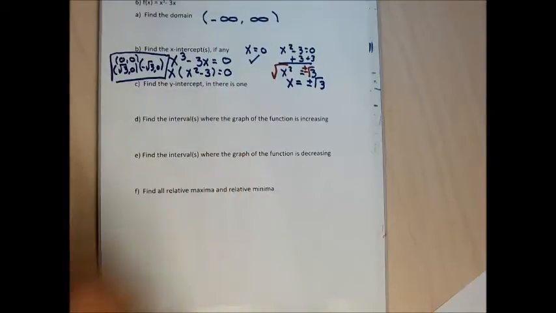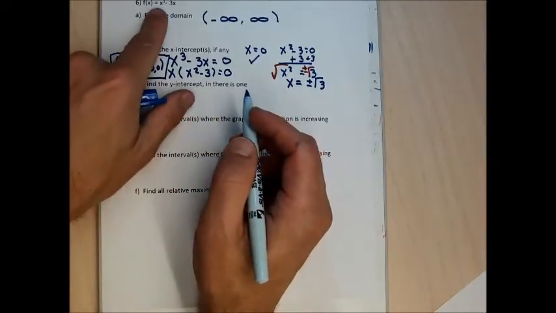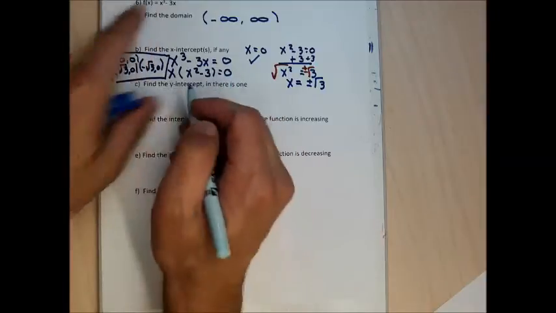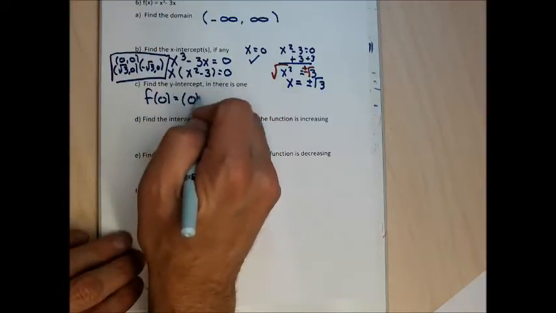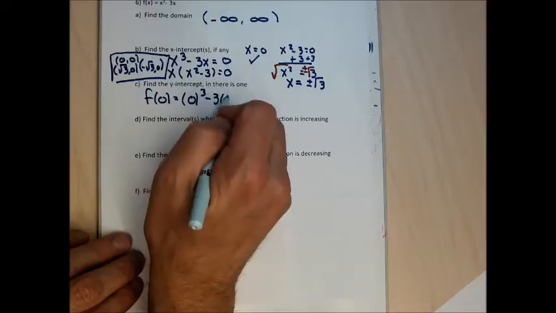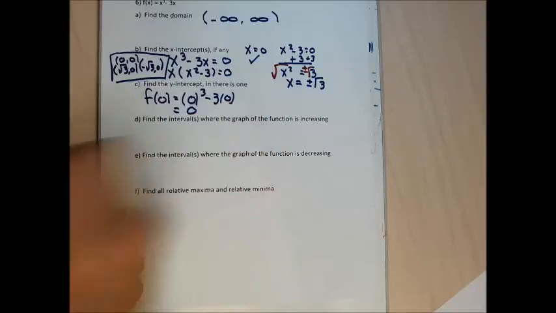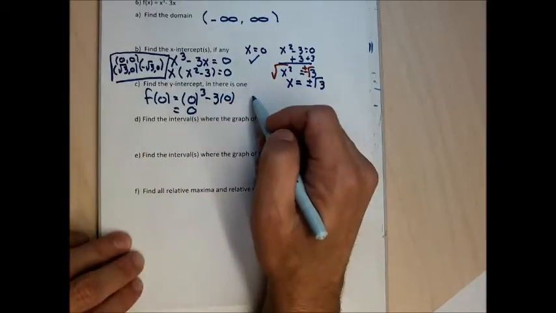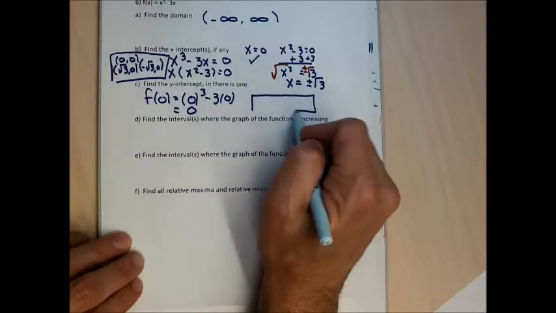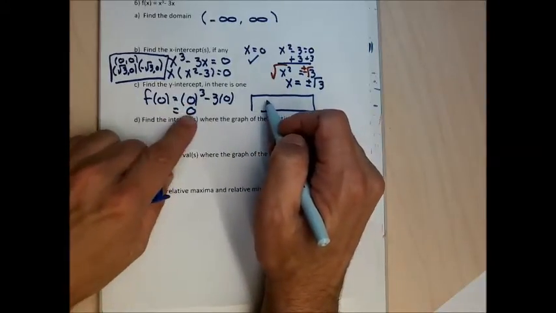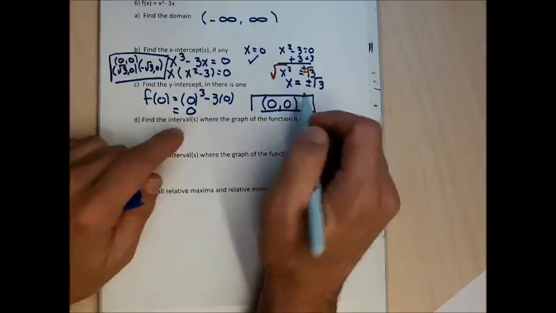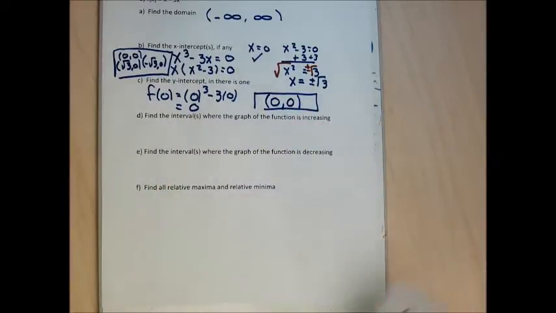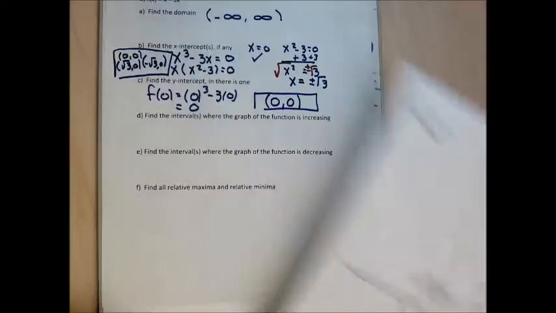Part C wants me to find the y-intercept. To find the y-intercept, you just plug 0 in for the x. I'm going to go f of 0 equals 0 cubed minus 3 times 0. I know that comes out to 0. My answer to part C: I plugged in 0 for x, and that's the y part of the y-intercept, and I got 0 for y. I don't need to show that point again on my graph because I already have it.